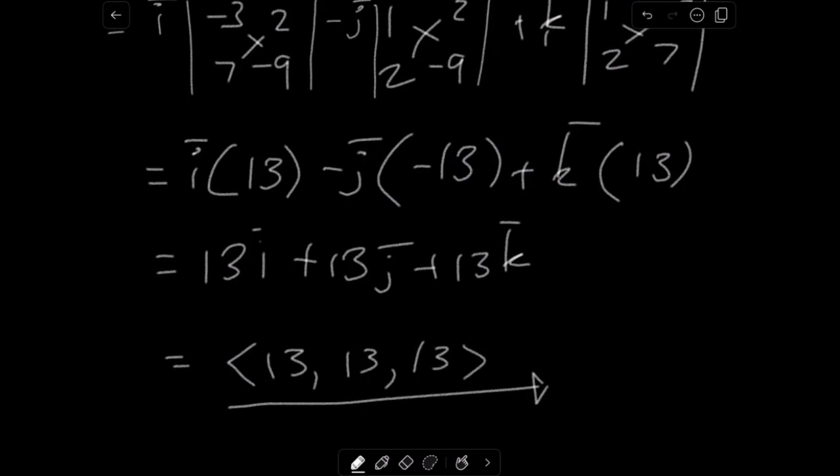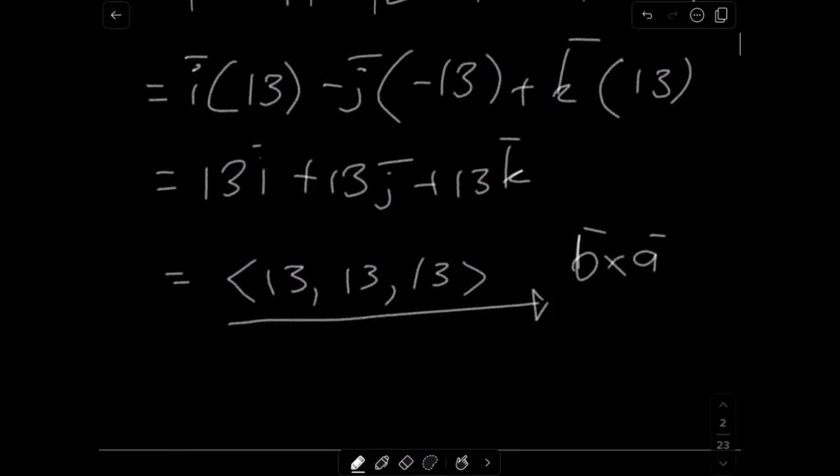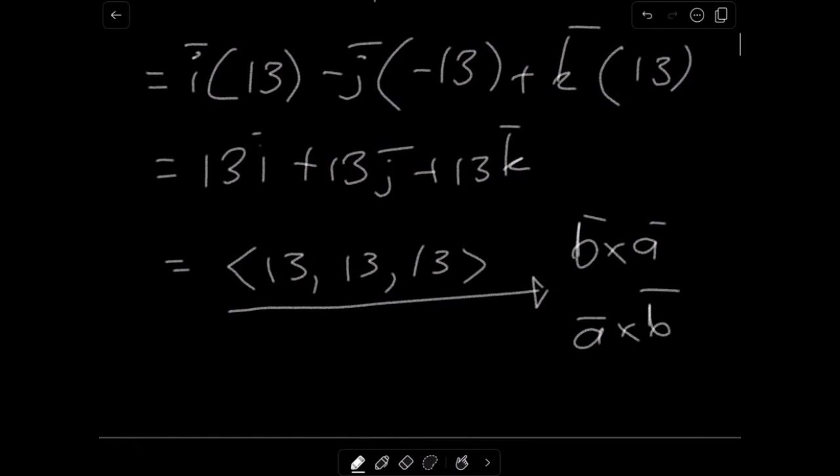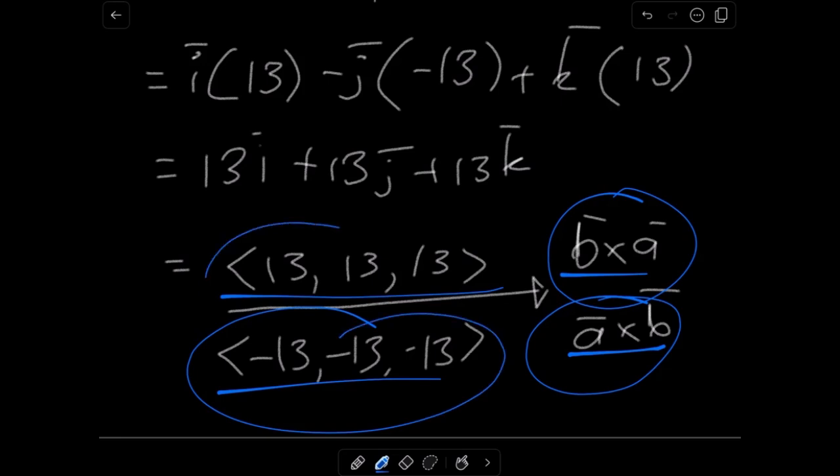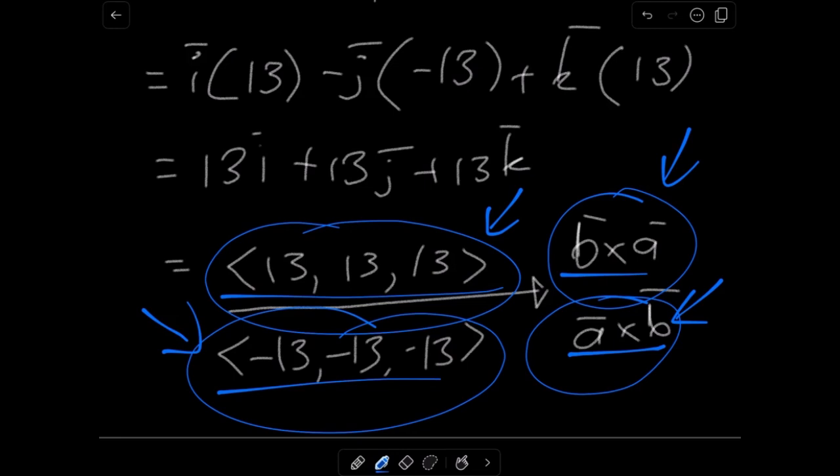Now this is B times A, and A times B was equal to minus 13, minus 13, minus 13. Can you see that when I swap the order, so here it's A times B, here it's B times A, the only thing that changed between these vectors is that I basically multiplied them by a negative. So when I went from here to here, I took this vector and multiplied it by a negative 1, and vice versa. If you want to go from here to here, you take that vector and multiply it by negative 1 to get this vector here, minus 13, minus 13, minus 13.